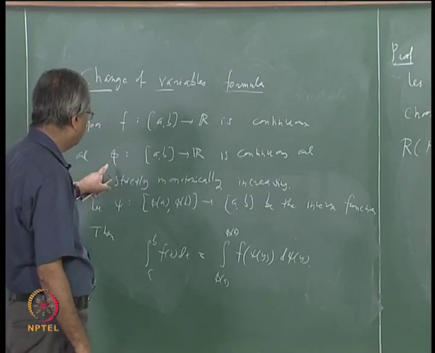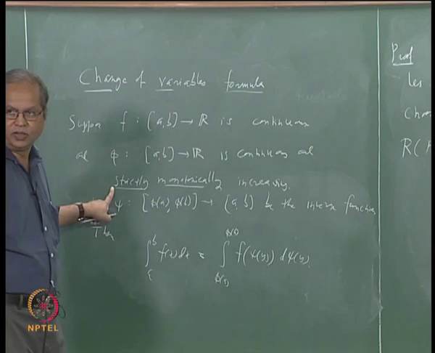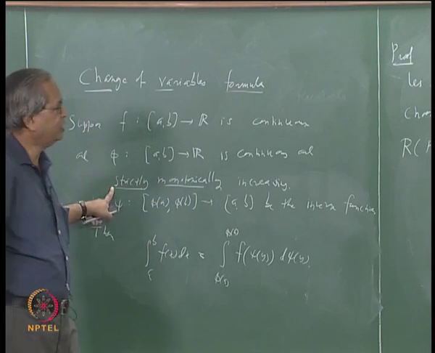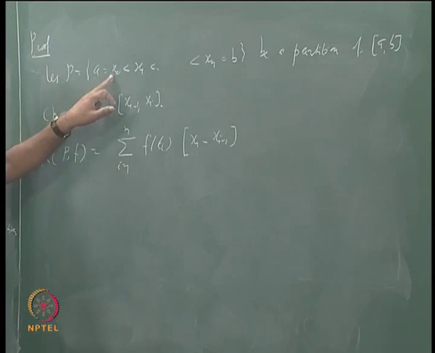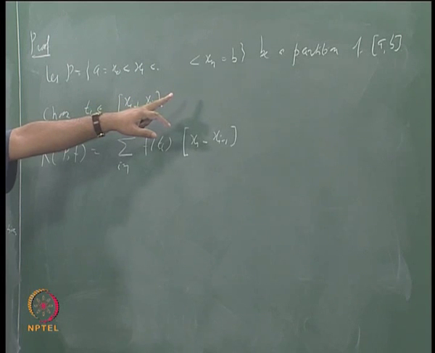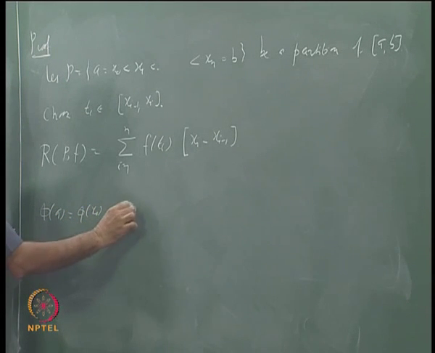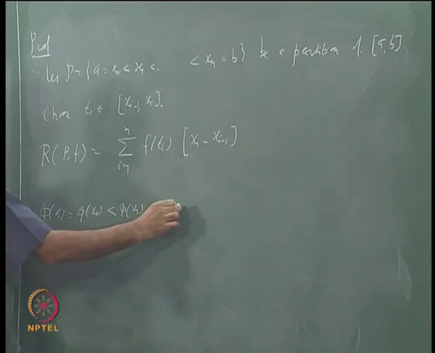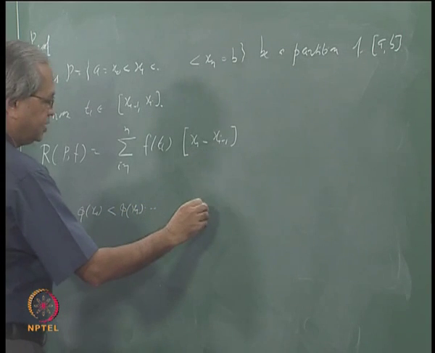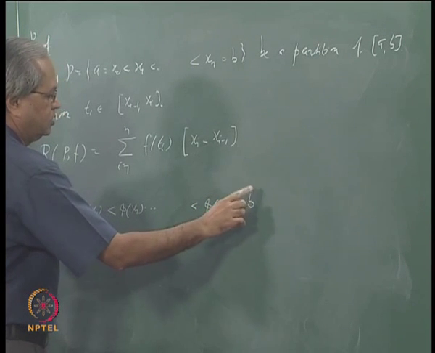Now let us see the first implication. What did we assume about phi? We assumed that phi is strictly monotonically increasing. So phi at x0 must be strictly less than phi at x1, and that must be strictly less than phi at x2, etc. So phi(a), which is the same as phi at x0, is strictly less than phi at x1, and so on, strictly less than phi(xn), which is equal to phi(b).